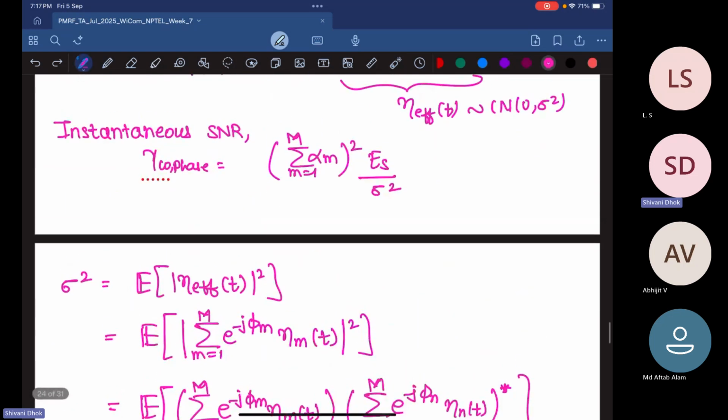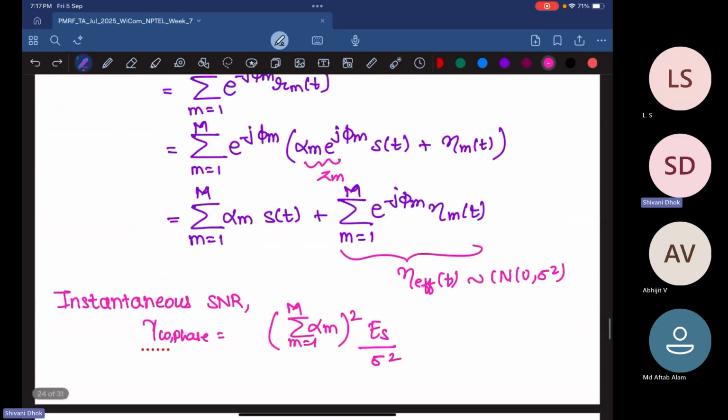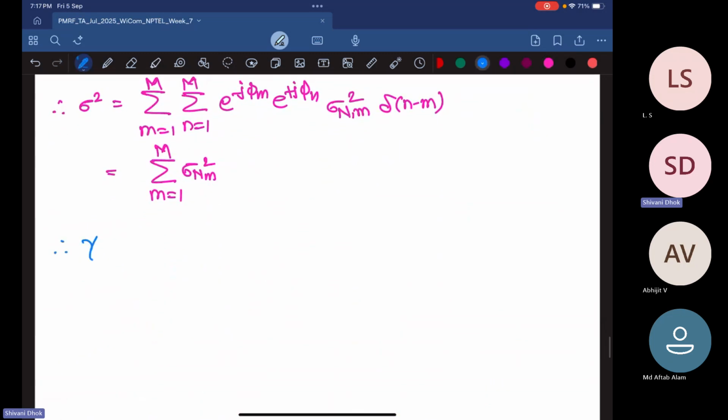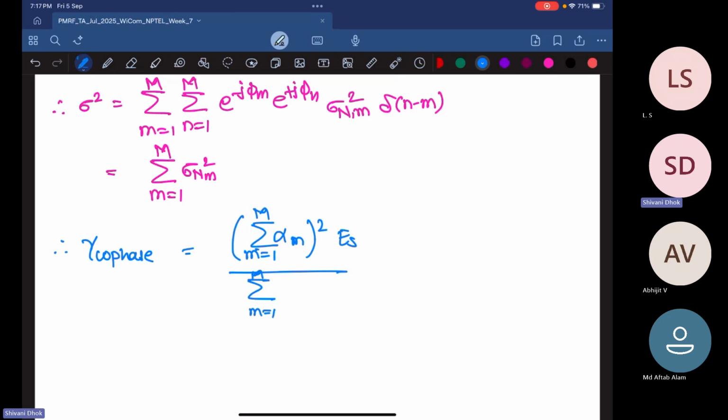So now if we substitute it back in this particular SNR equation, your gamma cophase is basically equal to summation m equal to 1 to M alpha m square Es divided by summation m equal to 1 to M sigma capital N m square.